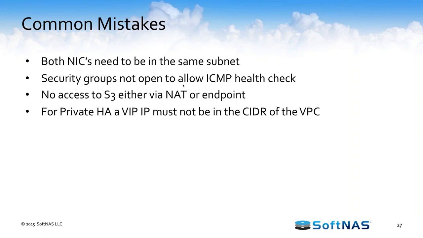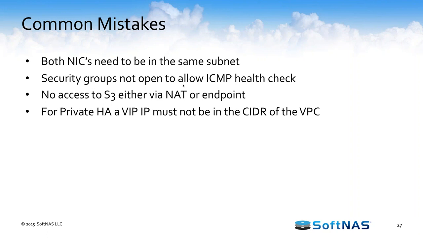So if you deploy SoftNAS in your private subnet, we do need to gain access to the S3 either via NAT or the configuration of an S3 endpoint within the VPC. And again, as I mentioned just a few moments ago, for private HA, a virtual IP address must not be in the same CIDR of the VPC.